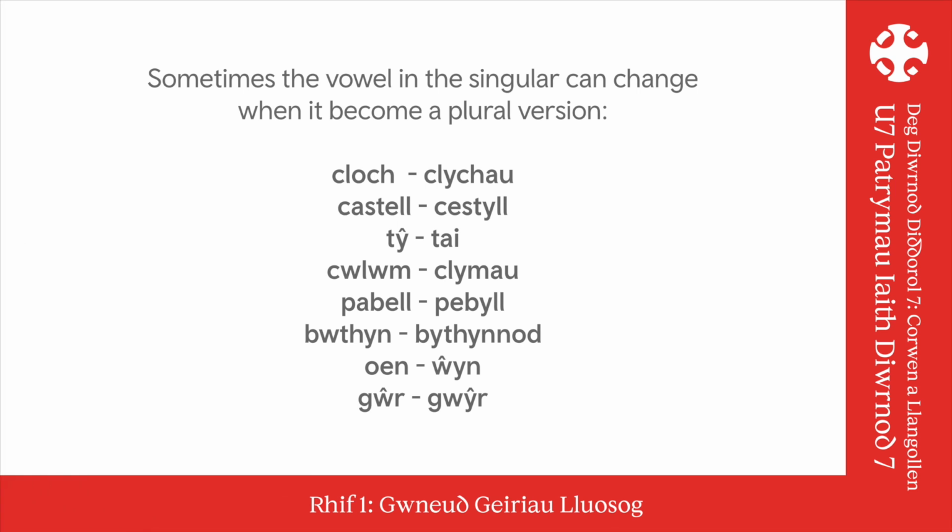Changing vowels. Sometimes the vowel in the singular can change when it becomes a plural version. Cloch, clychau, castell, cestyll, tŷ, tai, cwlwm, clymau, papell, pebyll, bwthyn, diwrnod, oen, wyn, gŵr, gwŷr.